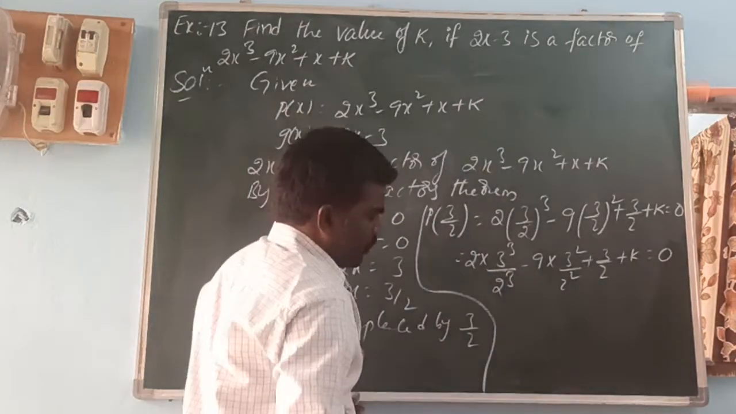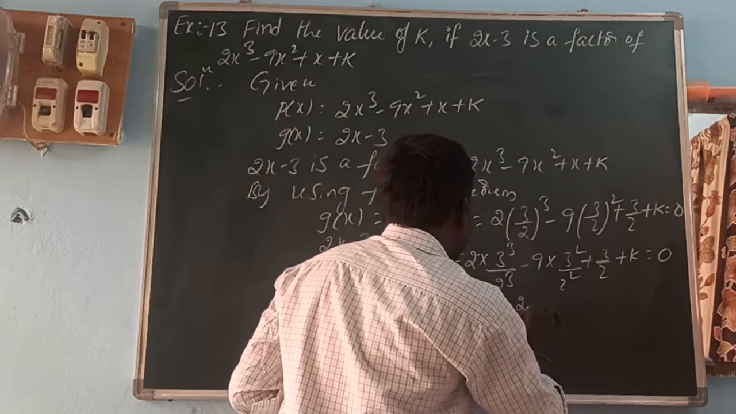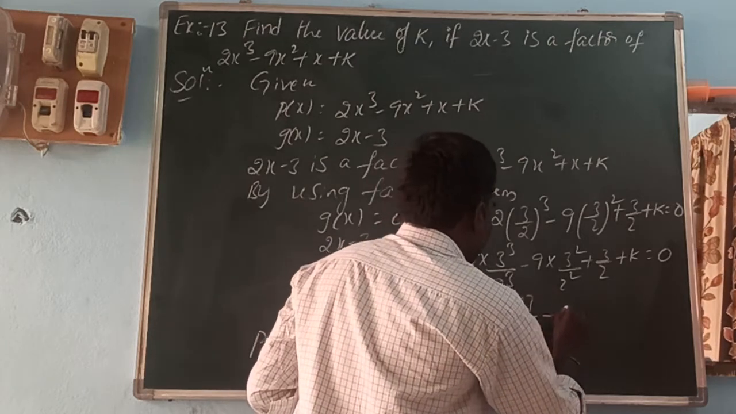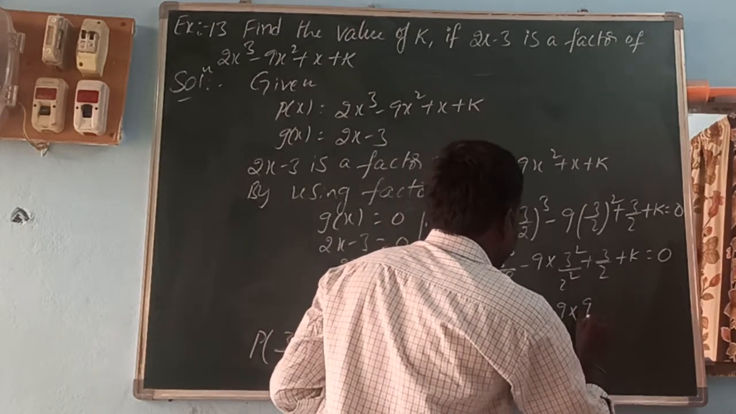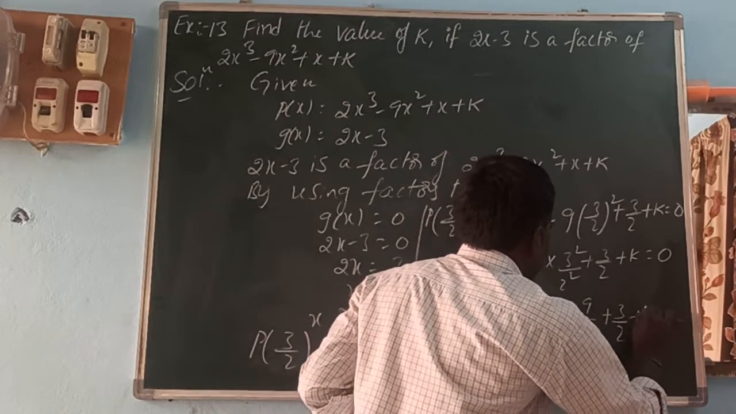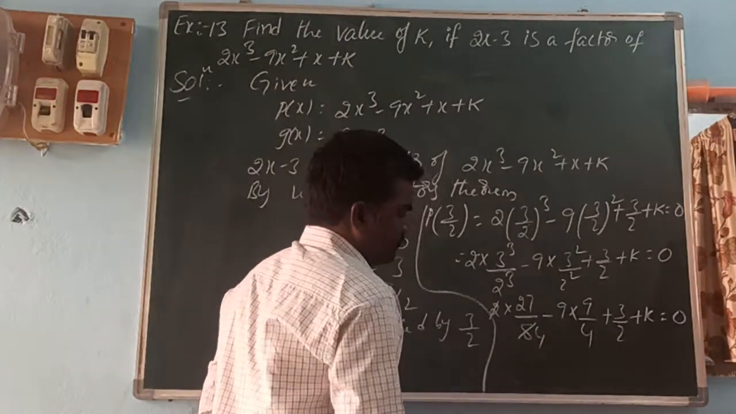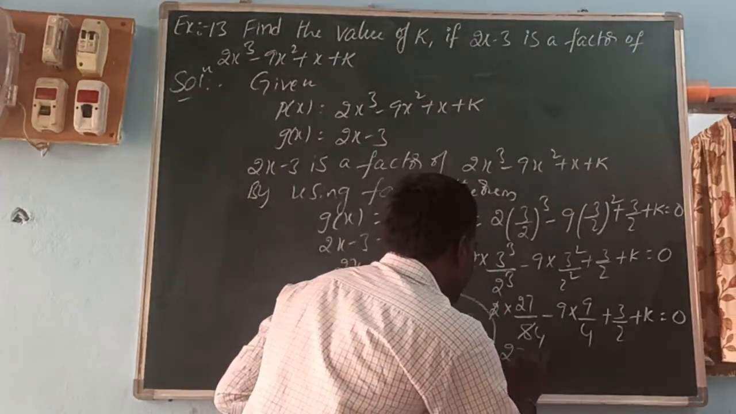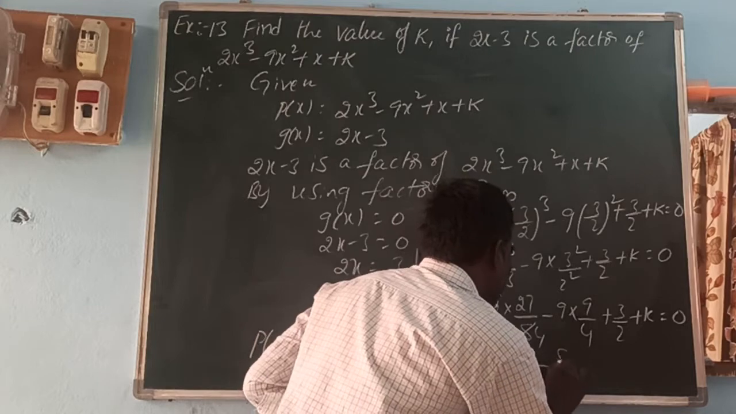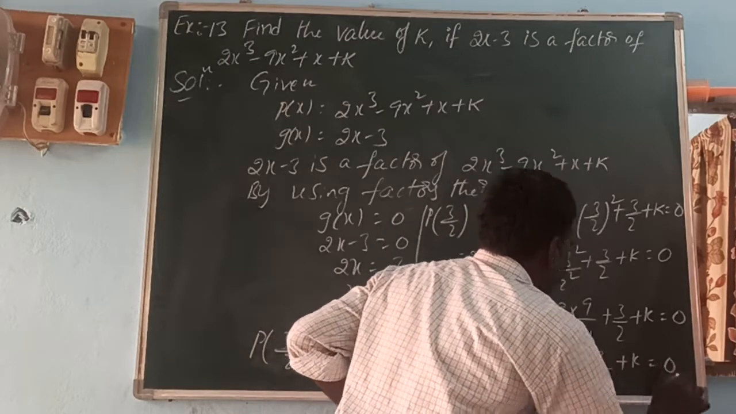So 2 cube is 8, 3 cube is 27, that is 2 into 27 by 8 minus 9 into 3 square 9 by 2 square 4 plus 3 by 2 plus k is equal to 0. So 2 1s are 2, 2 4s are 4. So that is 27 by 4 minus 81 by 4 plus 3 by 2 plus k is equal to 0.